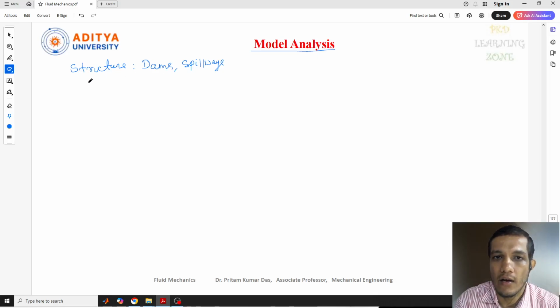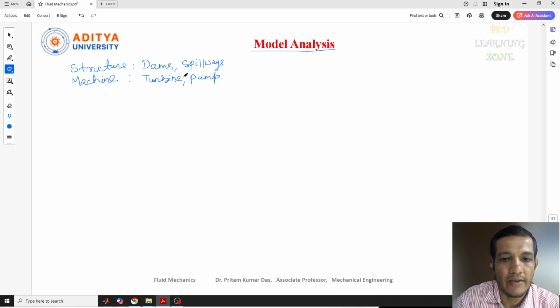Similarly, if you consider some kind of hydraulic machines, we know that we have pumps and we have turbines. So if you consider the turbine and pump, here also similarly, before going to develop, design or manufacture these pumps and turbines, we can do some kind of performance prediction or performance testing of this by creating some kind of model, or you can say prototype.